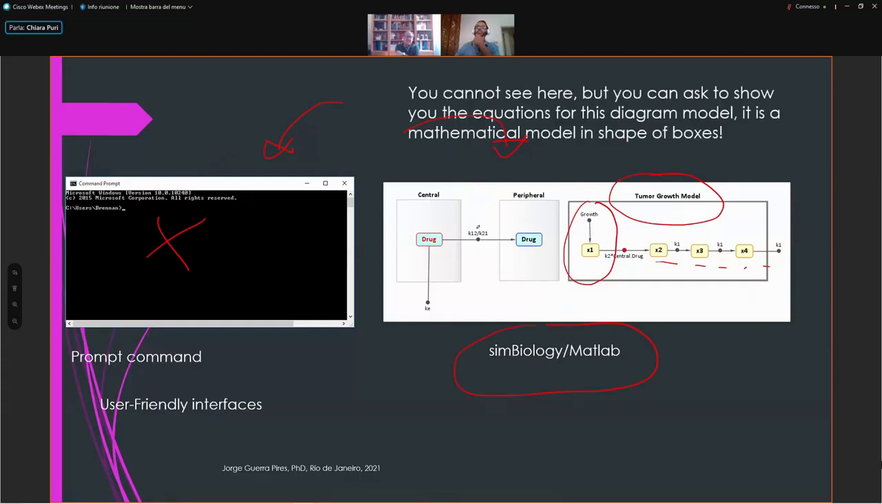So you can see here, but you can ask to show the equations for this diagram. You can show all the equations if you want, but you can see it. So for me, that's user-friendly, because you have a computer here, you have mathematics here, you have a lot of stuff here that you cannot see, but it's there.